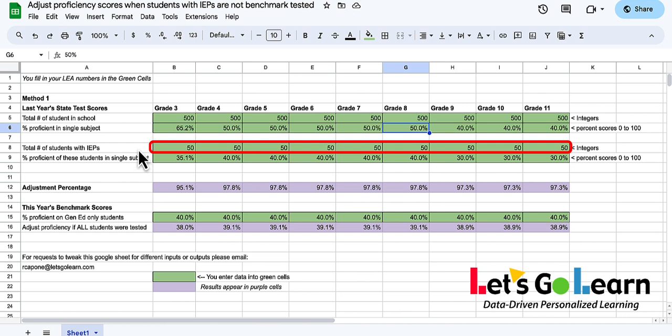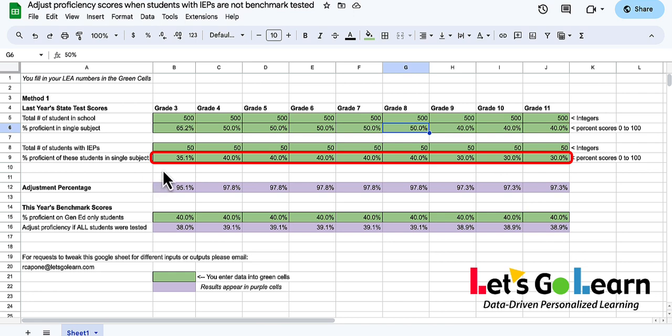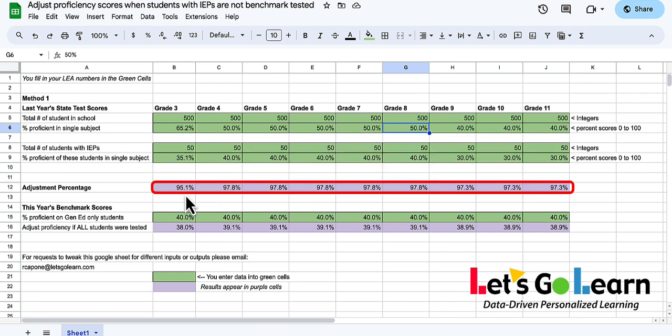Next, you enter in within the total population how many students had IEPs, right? So a subgroup that you want to back out. And it doesn't have to be all your students. It could be the students you're targeting, right? So maybe you have a certain designation. So I put the total number of students there. Out of that subgroup, what was their proficiency rate? We put in those percentages there, and now this gives you right here, row 12, my adjustment percentage.